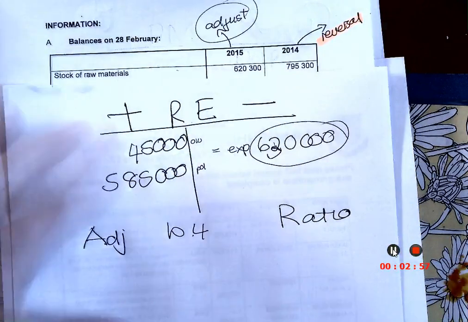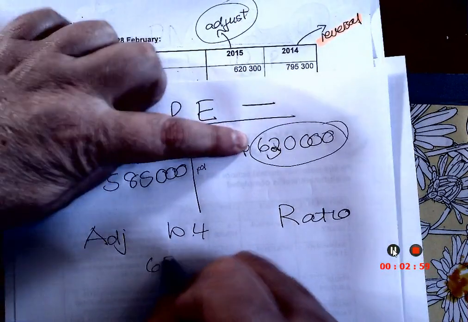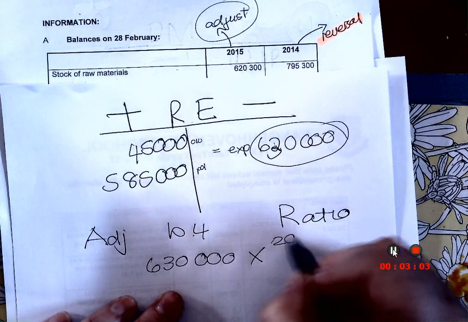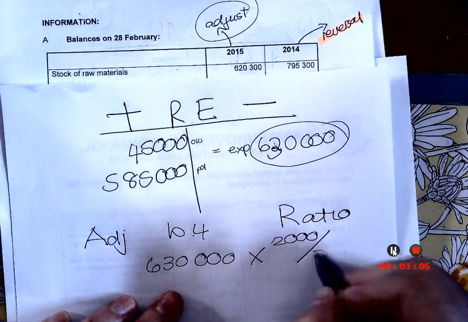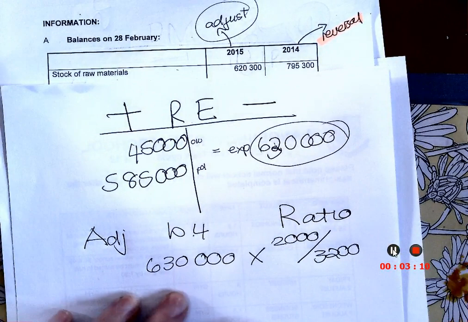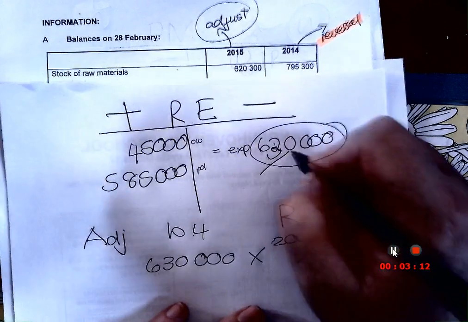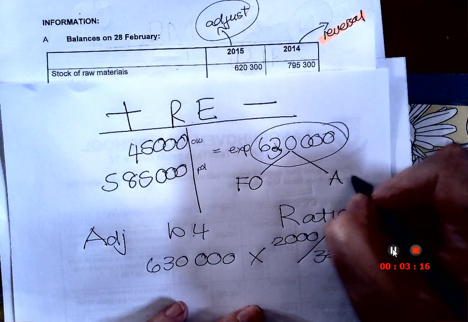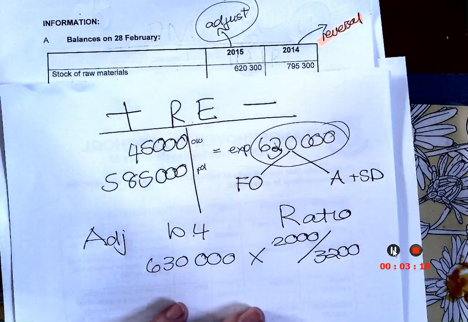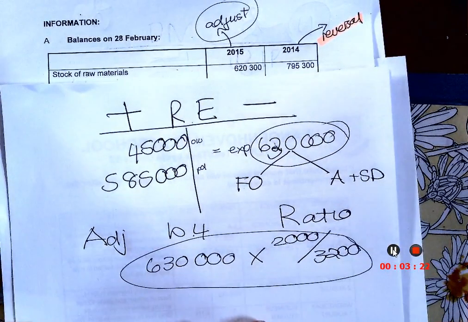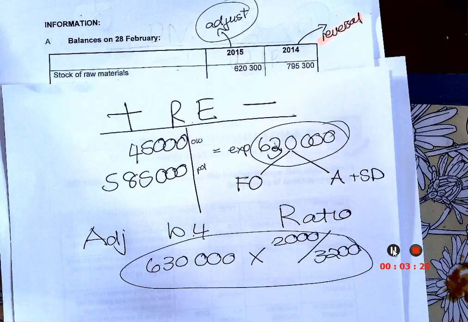So I'm going to say that 630, ne? Times I want 2,000 out of 3,200. So this is going to be divided into factory overheads, admin, sales and distribution. And the part that goes to factory overheads is this amount. So, anybody who got that figure for me?